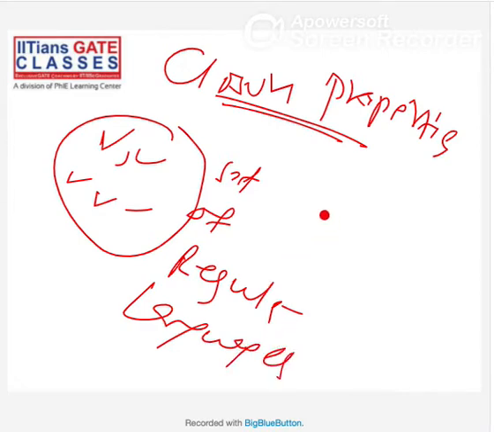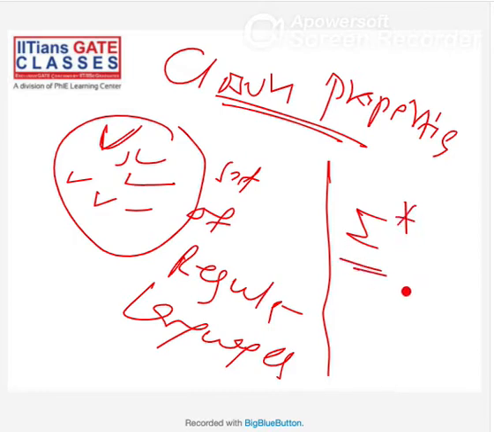Some students make this mistake. Remember, this is the set of regular languages. Every regular language is here. This is not a particular regular language. For example, this sigma star is a particular regular language. This is a regular language. But this is the set of regular languages.